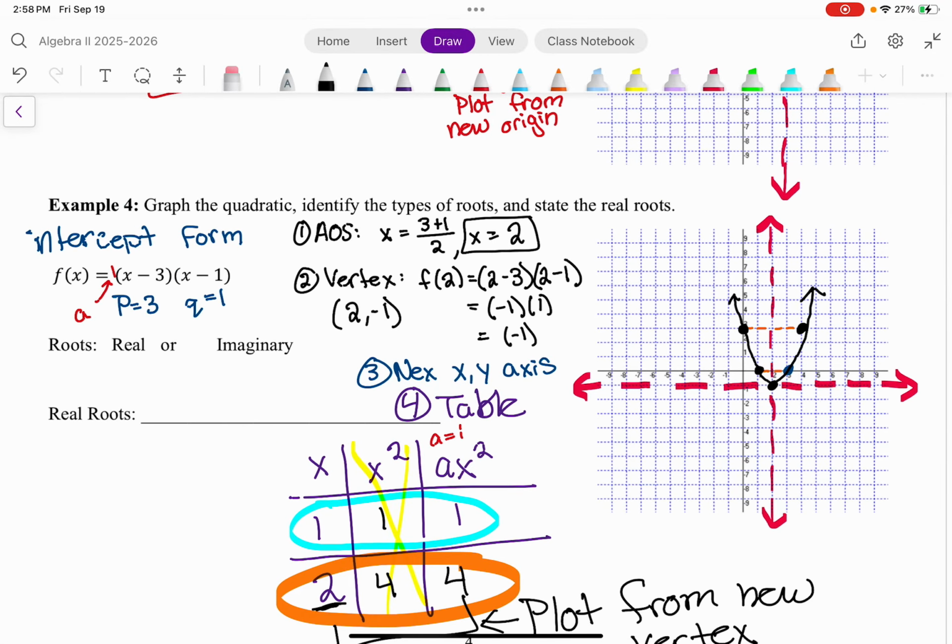Looking at this graph, we can tell that it has real roots because it goes through the x-axis, and those roots are going to end up being equal to 3 and 1. And if you look, you can tell those are your P and your Q values from our equation. And that's why it's called intercept form, because the equation shows us exactly where those intercepts are going to be.